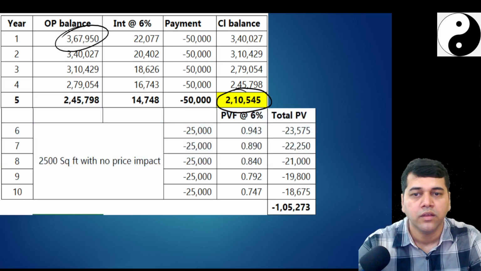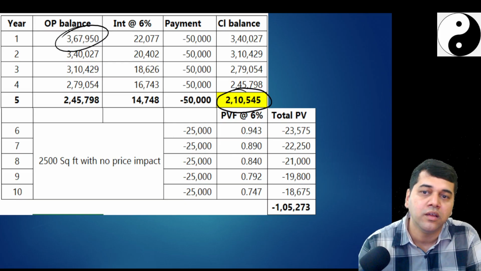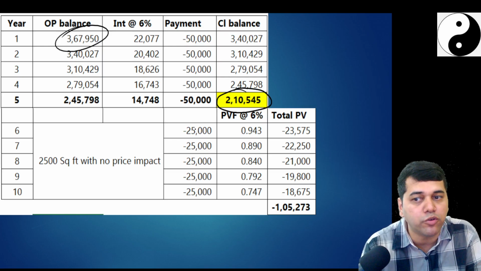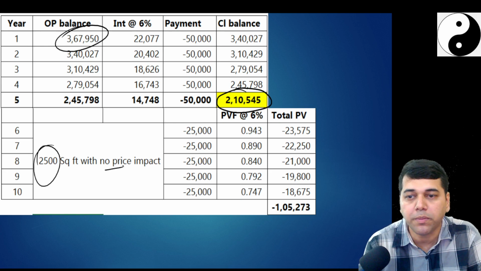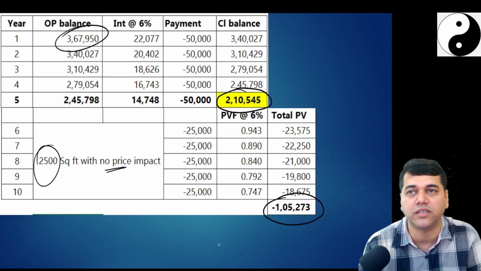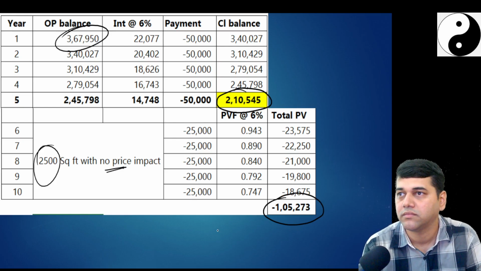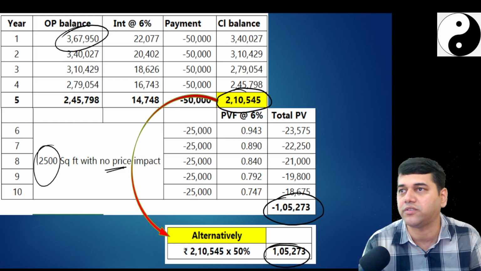2,10,545. Now, from the 6th year onwards, if at all, what would have happened? If at all, proportionately my liability also would have come down because 2,500 reduced, no? If there was no price impact, then it would have been 1,05,273. Alternatively, take this balance and take 50%, 1,05,273.